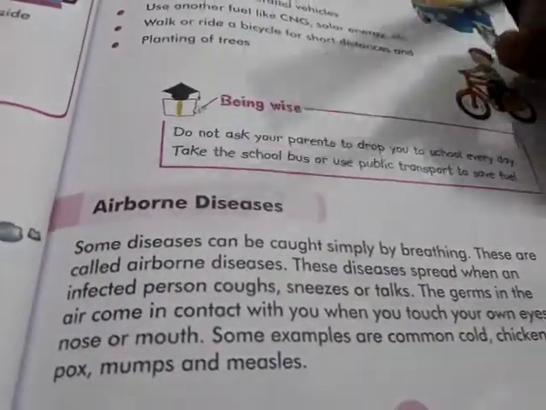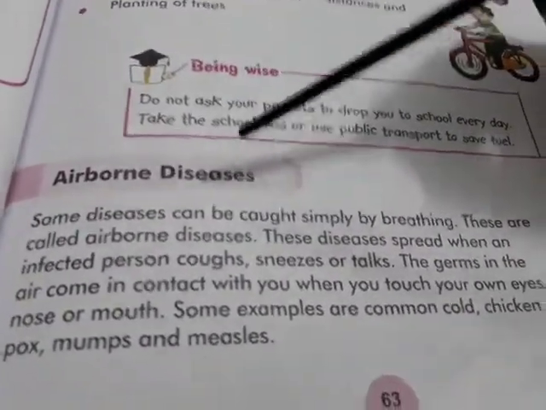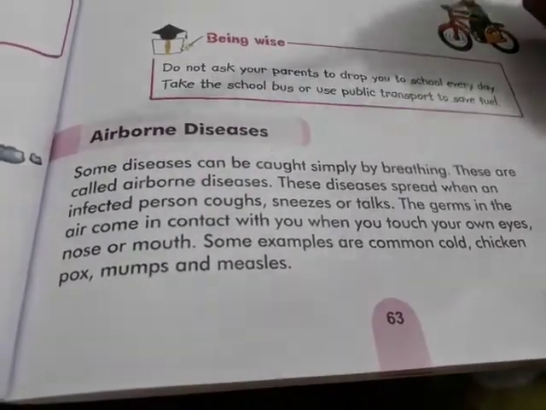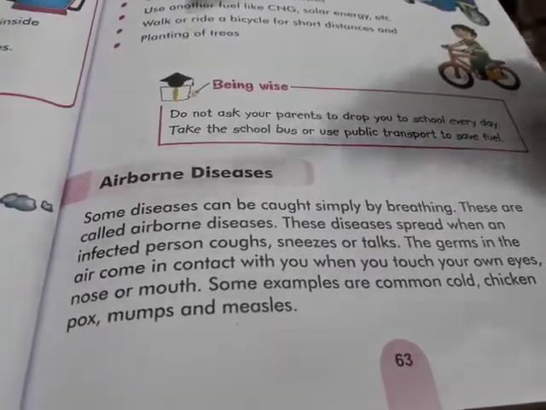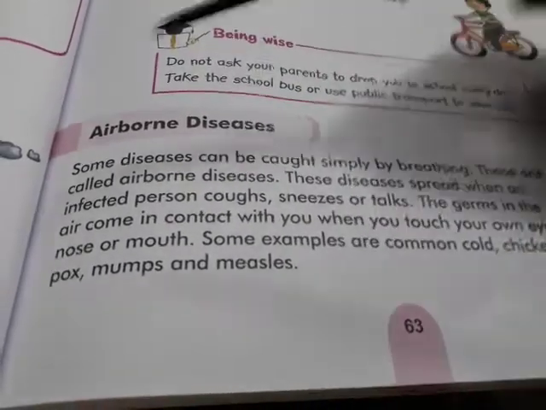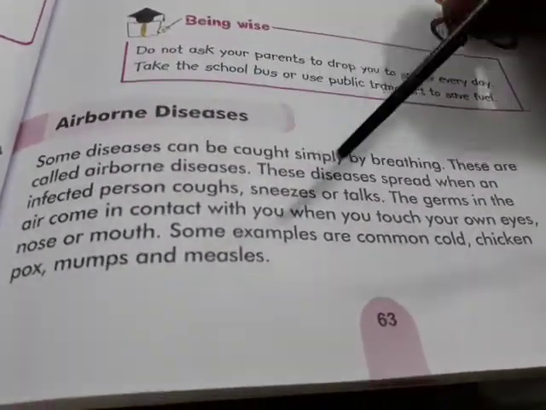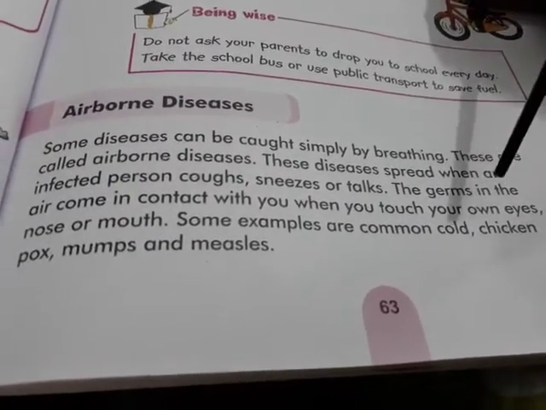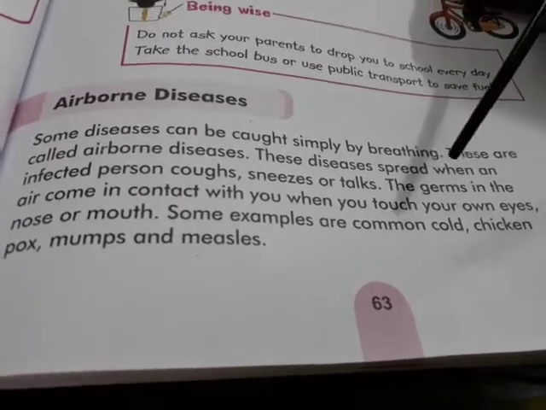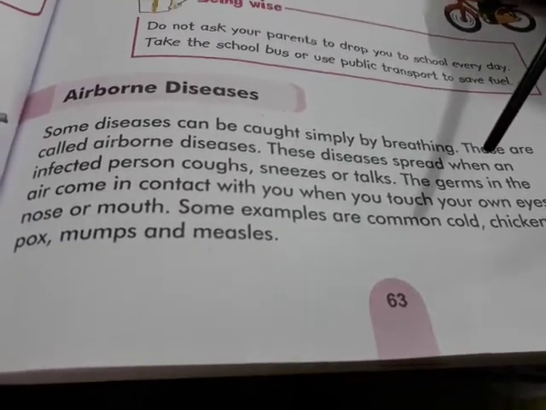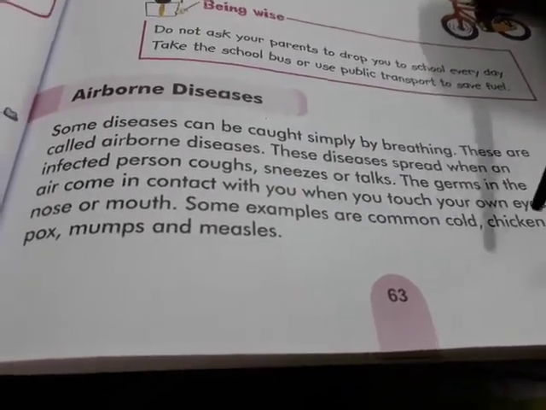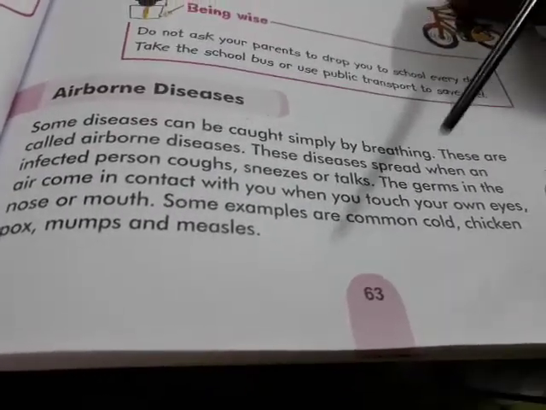Then there are some airborne diseases which you get through air. Some diseases can be caught simply by breathing. These are called airborne diseases. These diseases spread when an infected person coughs, sneezes or talks. The germs in the air come in contact with you when you touch your own eyes, nose or mouth. Some examples are common cold, chickenpox, mumps or measles.